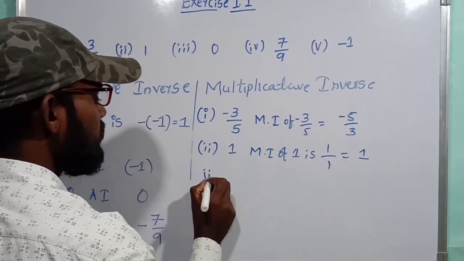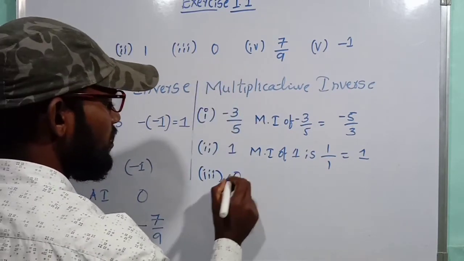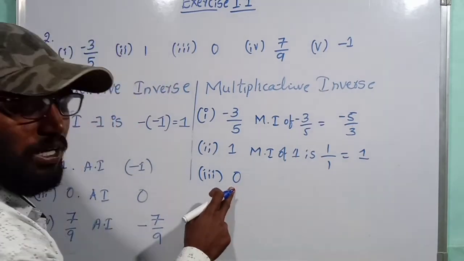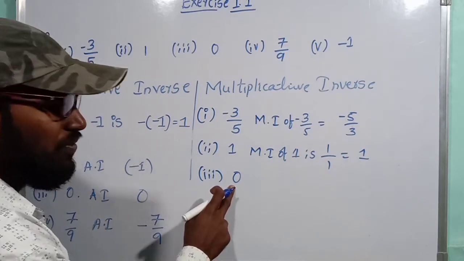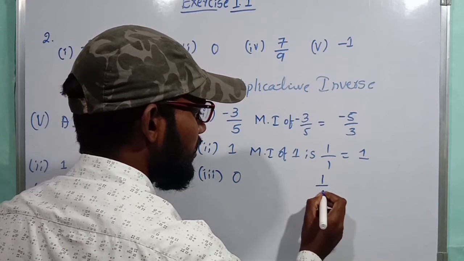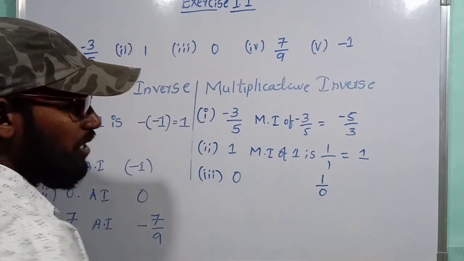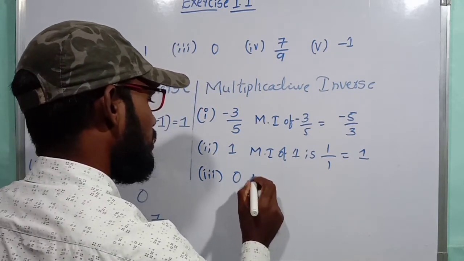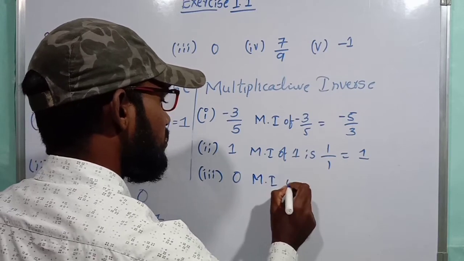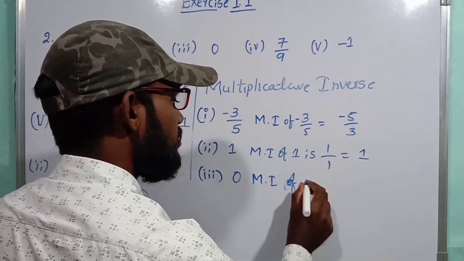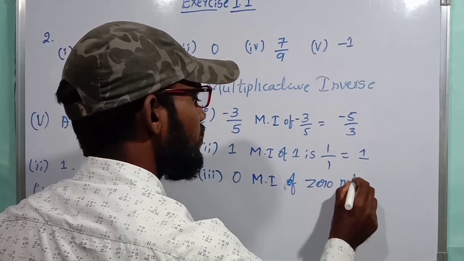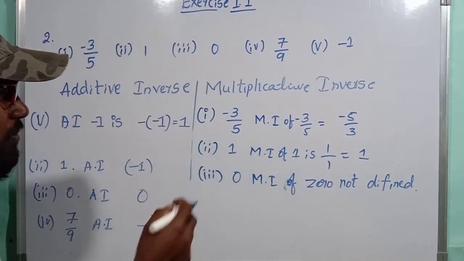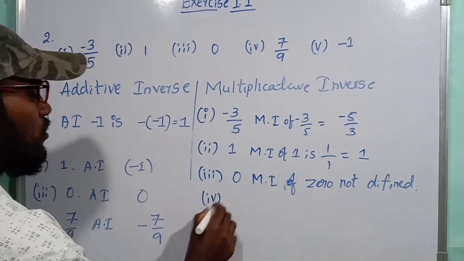Now multiplicative inverse of what is given here? 0. So what is the multiplicative inverse of 0? Multiplicative inverse of a is 1 by a, here 1 by 0. Can we define 1 by 0? No, it's not defined. So there is no multiplicative inverse for 0. We are not going to define the multiplicative inverse of 0. So next one, fourth one.